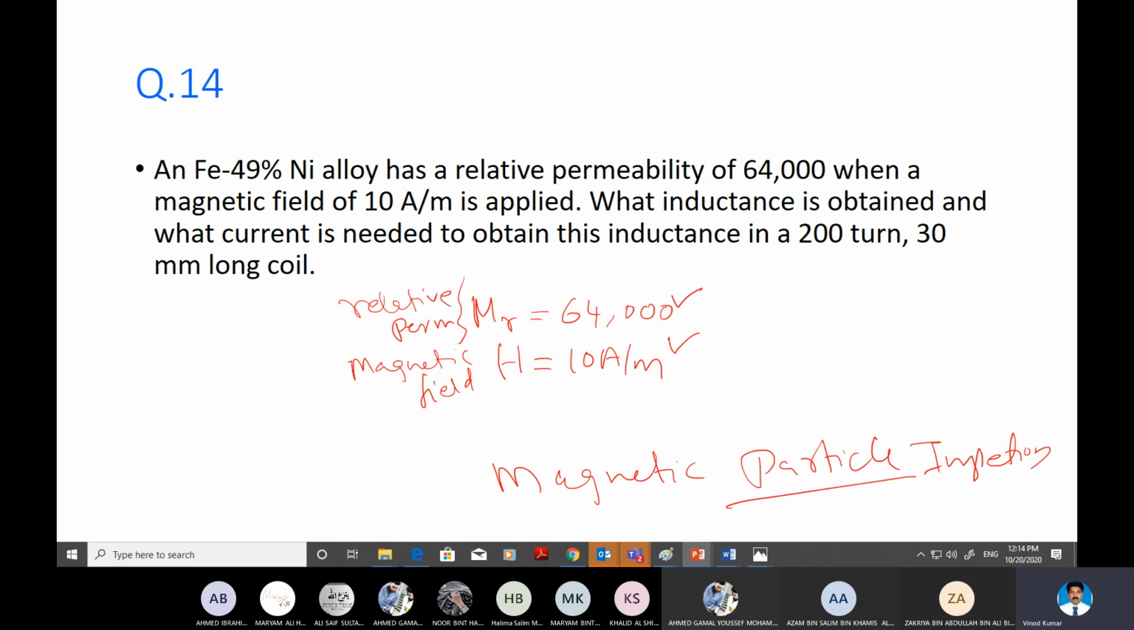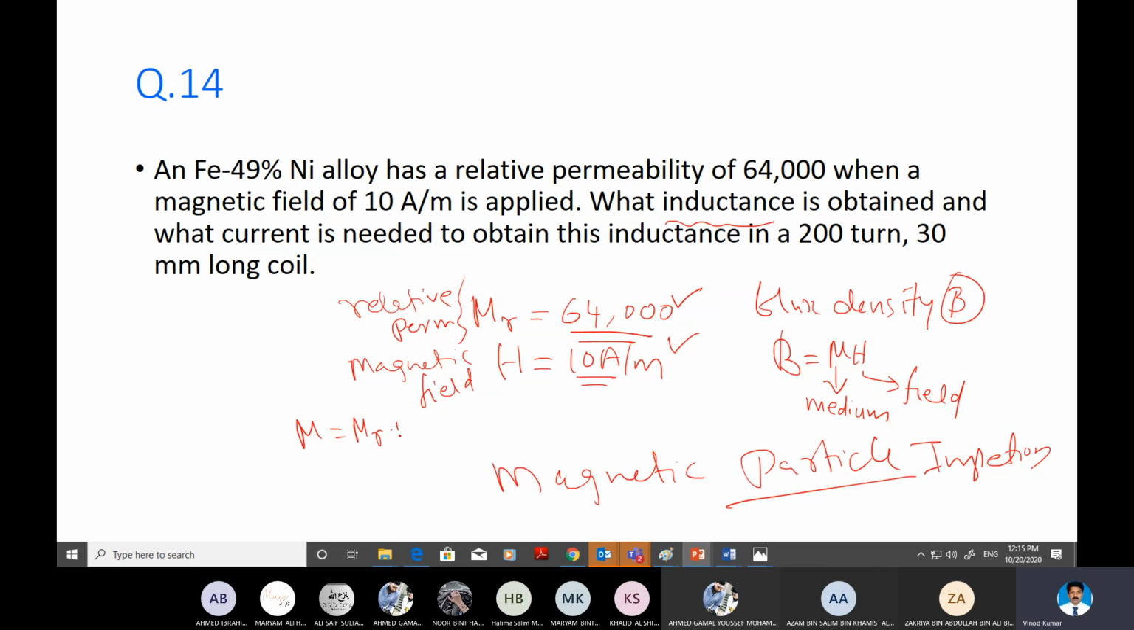What inductance? In the question it is asked inductance. Inductance means flux density, represented by B. So B is equal to mu H, where mu is the permeability of the material or medium and H is the magnetic field. H is already given, but mu is not. The mu given in this question is relative permeability. So we need to calculate mu by using the equation mu r mu naught.